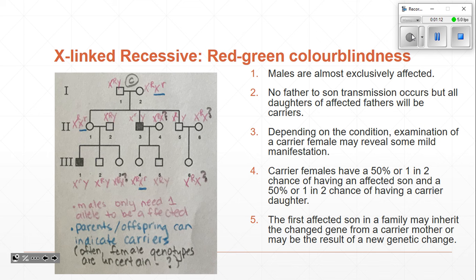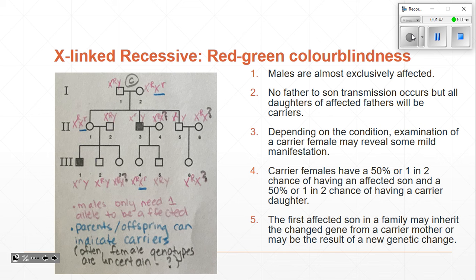The second point is a really important one, especially when you're considering sex-linked traits. There is no father-to-son transmission, none. Fathers do not pass X chromosomes on to their sons, they pass on Y chromosomes. But all daughters of affected fathers will at the very least be a carrier. They might even be affected if their mom passes the trait on to them as well. So for number 2, you could add the words at least carriers. They might even be affected.